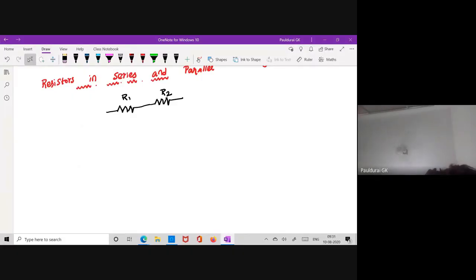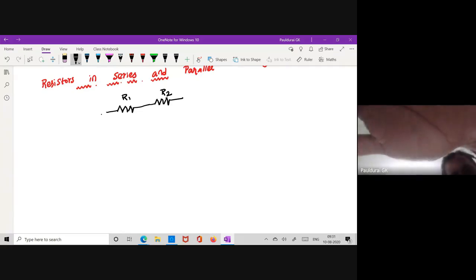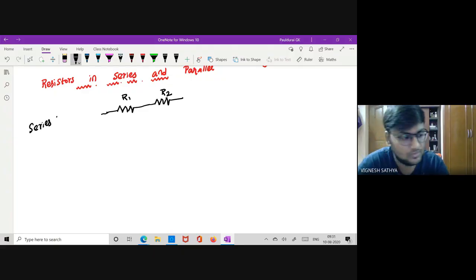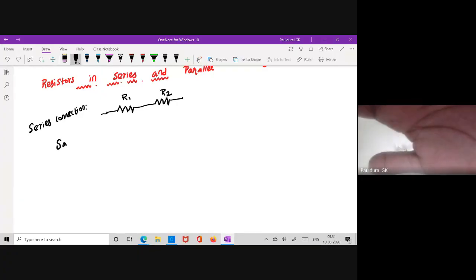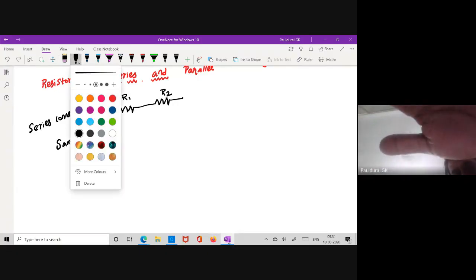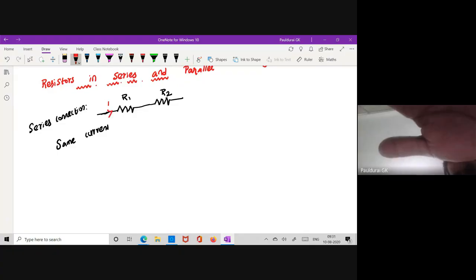I want to appreciate you people, both of you. Okay, series connection. Same current will flow in series connection. Just assume, suppose the current which is flowing through this R1 is I. What is the current which is flowing through R2? Any idea? That is also I. So the same current is flowing.